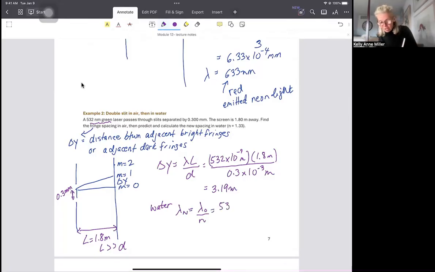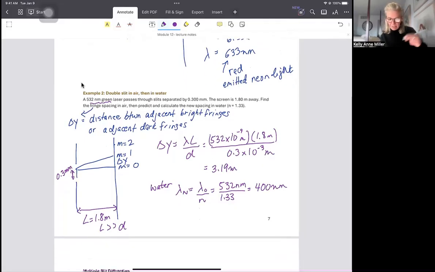So that's 532 nanometers, which is what it was for the laser light in air. And then I'm going to divide it by 1.33, which is the index of refraction of water. And I get a new wavelength of 400 nanometers. So that green laser is going to have a smaller wavelength as the laser light slows down. Okay, so I would just plug that back into my formula, delta Y equals the new lambda times L over D. And if you do that out, you get 2.4 millimeters.